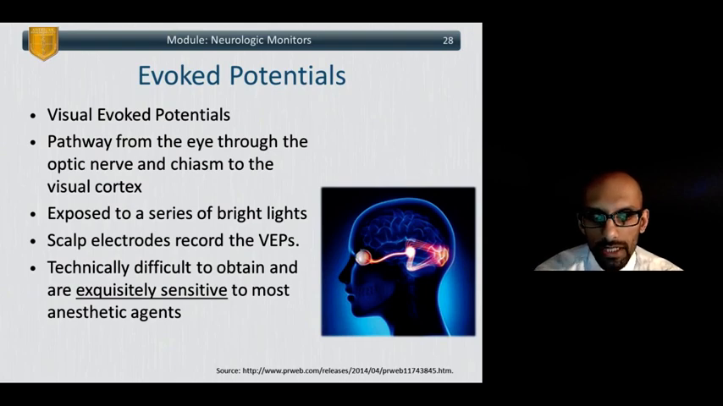So visual evoked potentials, you're essentially exposing the retina to a series of bright lights and transmitting that information through the optic nerve, through the optic chiasm, back to the occipital lobe. These are technically difficult to do and extraordinarily sensitive to anesthetic agents. I mean, you're not even contacting the nerve like you are with the probe inserted into a muscle, for example, with motor evoked potentials or SSEPs. Here you're just flashing lights. And so they are very, very sensitive to your anesthetic and hard to obtain.